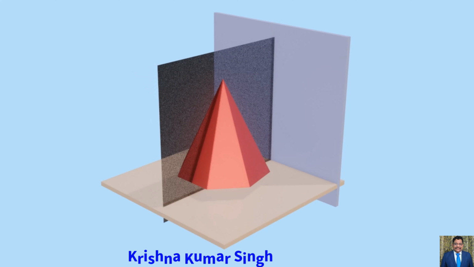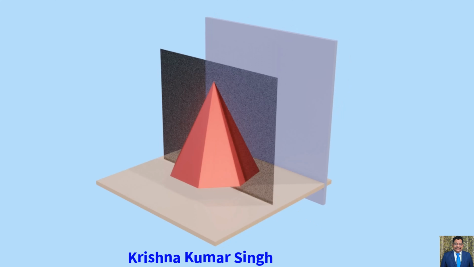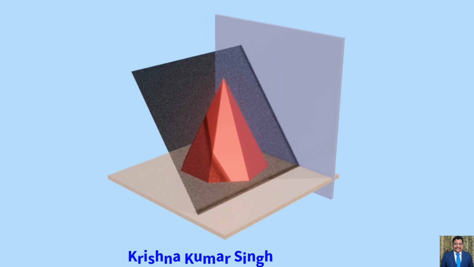Number 5. Section plane perpendicular to both HP and VP. In this condition, the section plane cuts the solid positioned perpendicular to both VP and HP. In this position of the section plane, the sectional view is obtained in the side view. These are the possible conditions for the section plane.